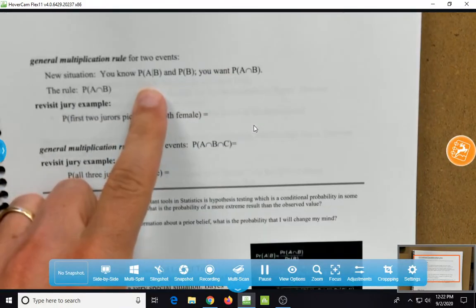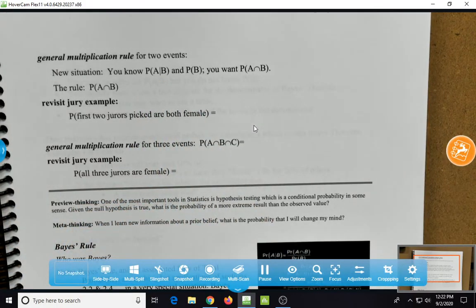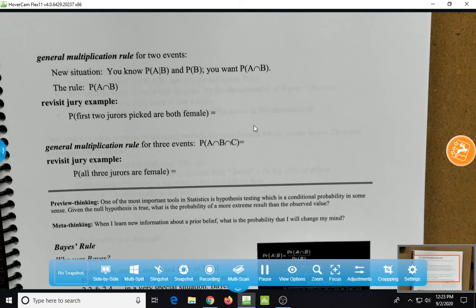Okay, now, this is the general multiplication rule, another very important rule. So the situation is, I know the probability of A given B, and I know the probability of B. Given that we're in Birdwall, I know the probability of them being athletes. And I also know the probability of being in Birdwall on the basis of the entire student population. What I want to know is the probability of being an athlete and being in Birdwall.